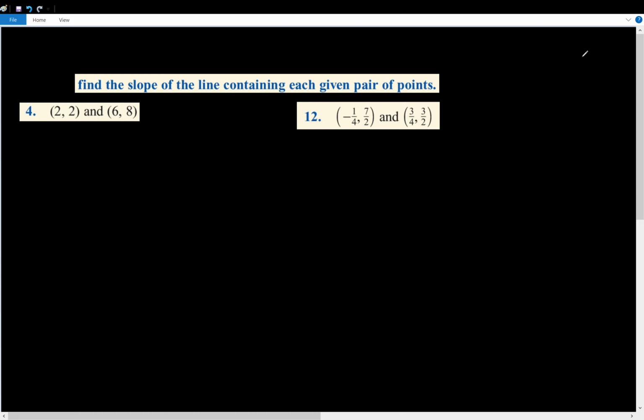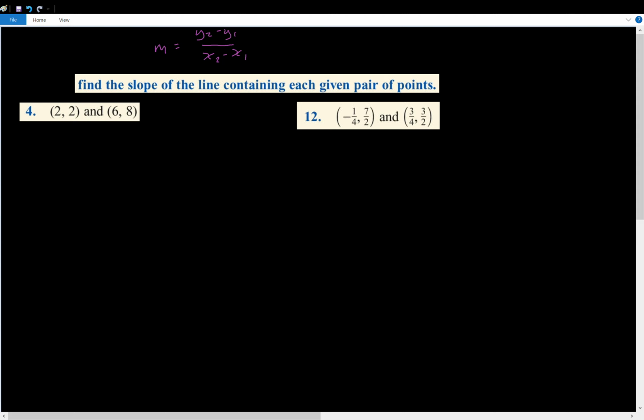This is questions 4 and 12 from exercise 2.3 in Project Maths 3A. We define the slope of the line containing each given pair of points. So we'll start by writing down the slope formula. The letter we use in place of slope is m. So m is equal to y2 minus y1 all over x2 minus x1.